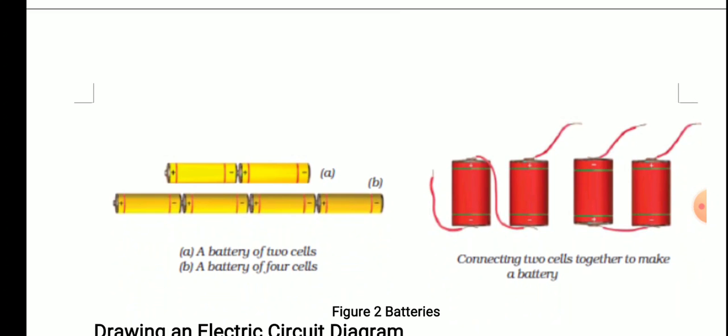Now you can see the diagram of batteries. A is the battery of 2 cells, and B is the battery of 4 cells. Now you can see in the diagram it is clearly given that the positive and the negative, two opposite terminals, are connected to each other.